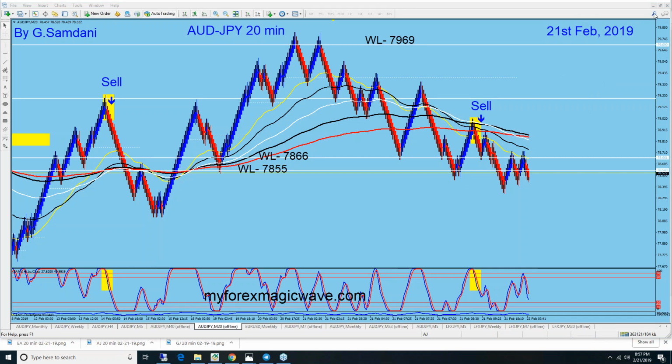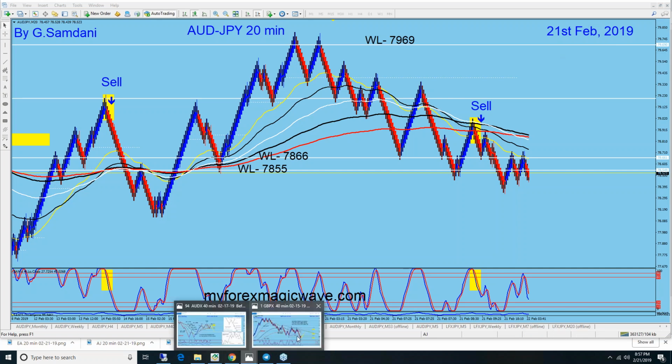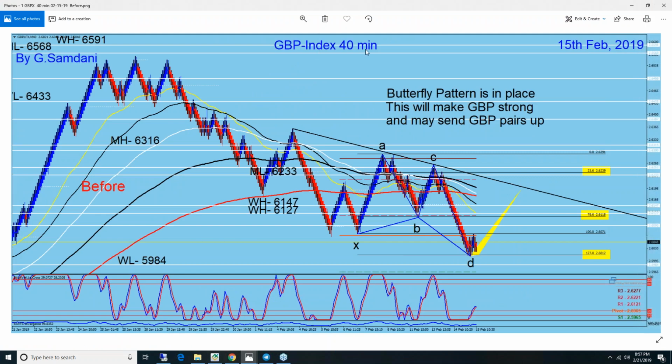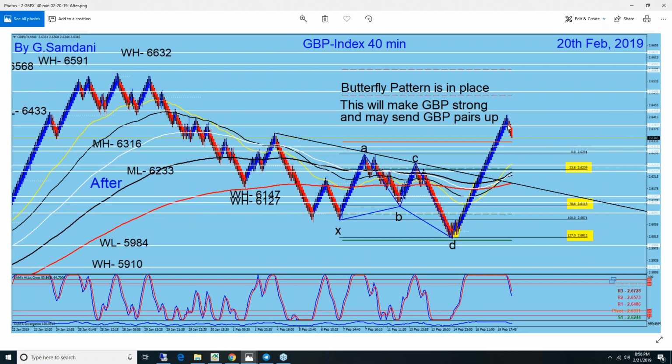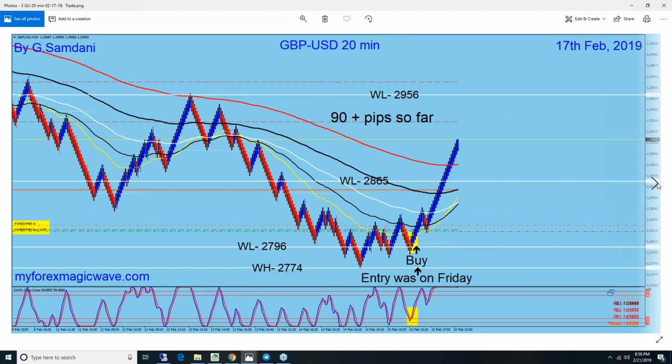So let's get started. Yesterday I made a video about the pound index and pound pairs. Let me quickly show you that this was the pound index 40-minute chart setup on the 15th of February. I said we're going to go from here to here, and this is the first target, and then it can go more than that, which it did. So it went all the way up. That's the pound getting strong, and I said this was going to happen and may send pound pairs to the upside.